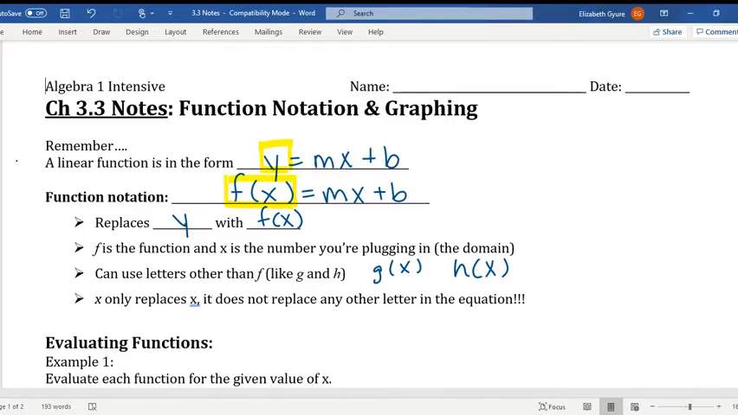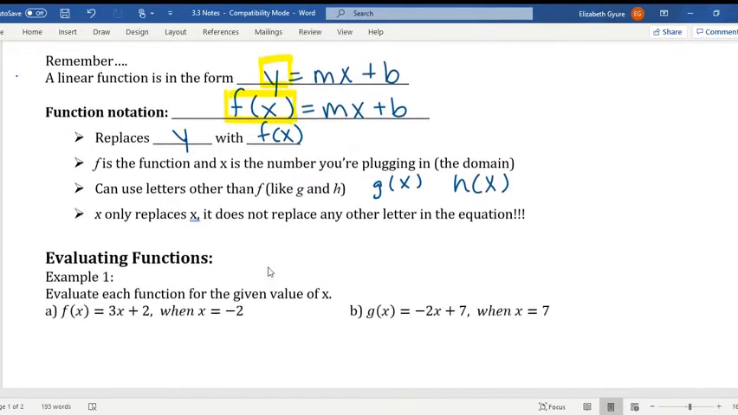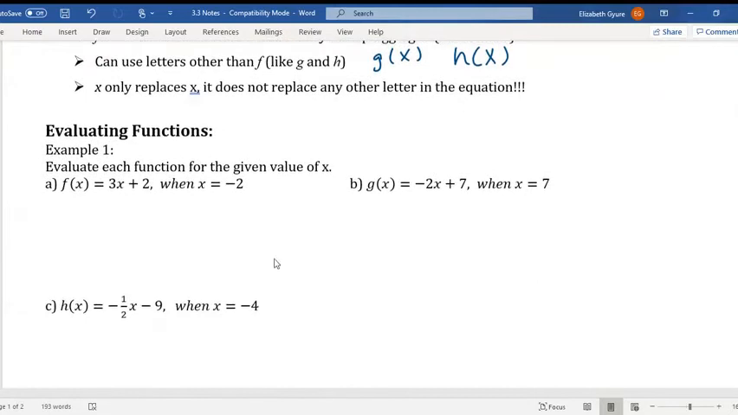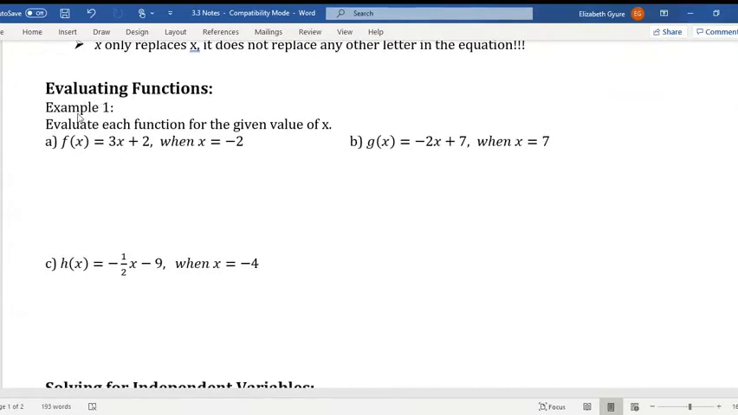X only replaces x. It does not replace any other letter in the equation. So if I ask you to plug in x, you only want to plug in x values for other x values. So what we're going to do is evaluate some functions. It says evaluate each function for the given value of x. So you might want a calculator for this part.